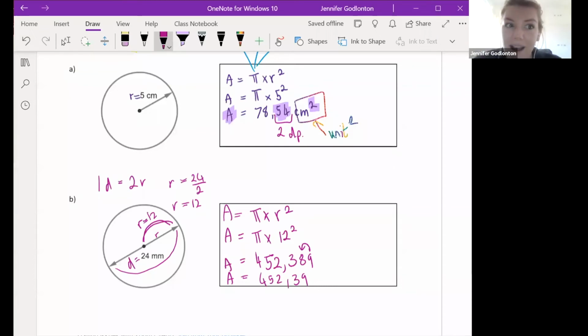But that's not my final answer because I don't have units. We have to look at what the question is using. They're working in millimeters, so we're going to work in millimeters. Sorry, millimeters squared.